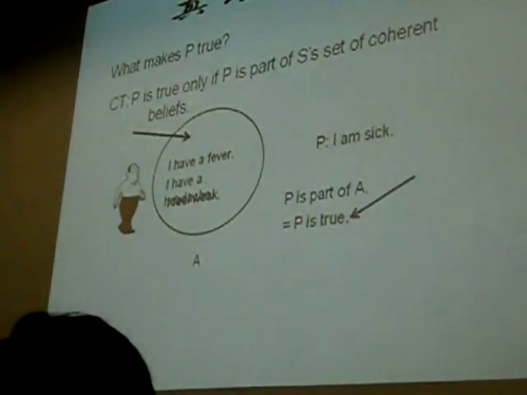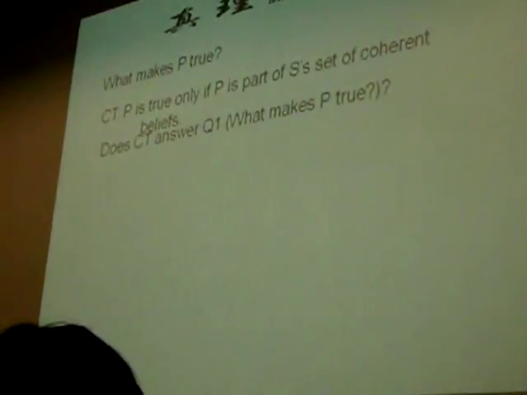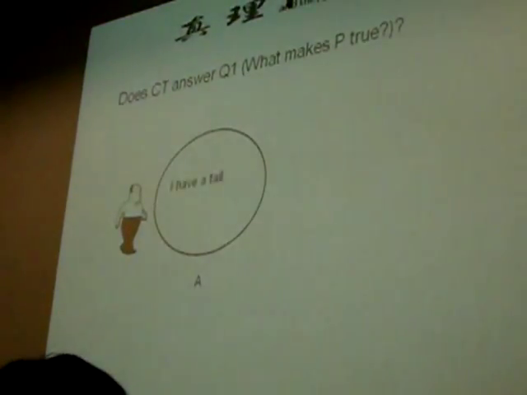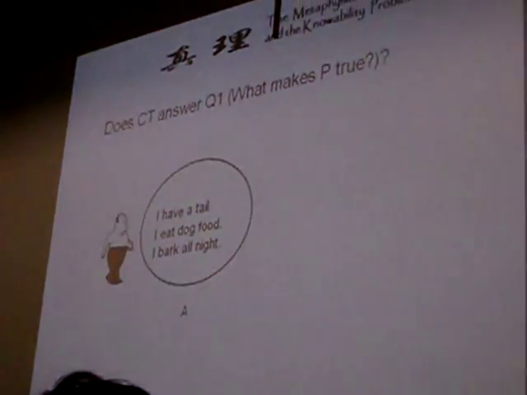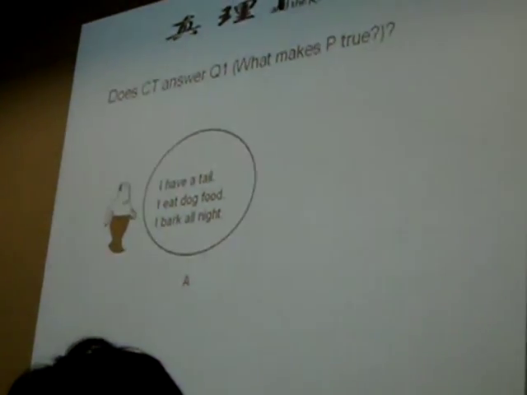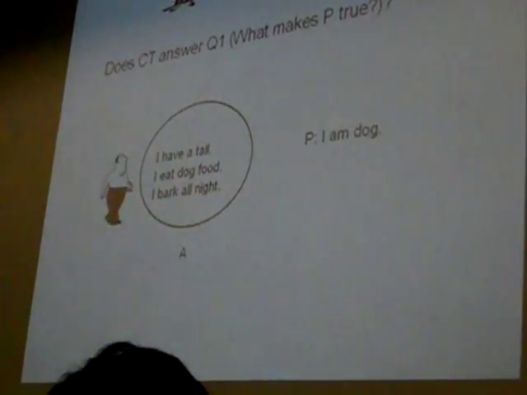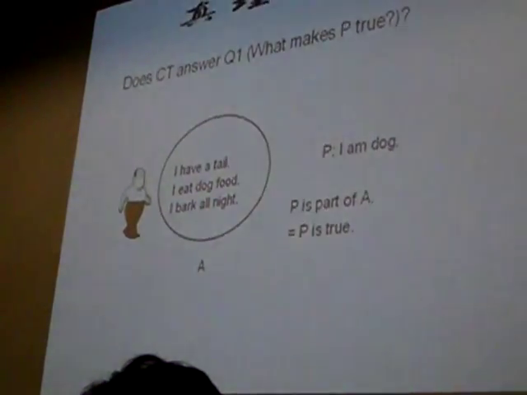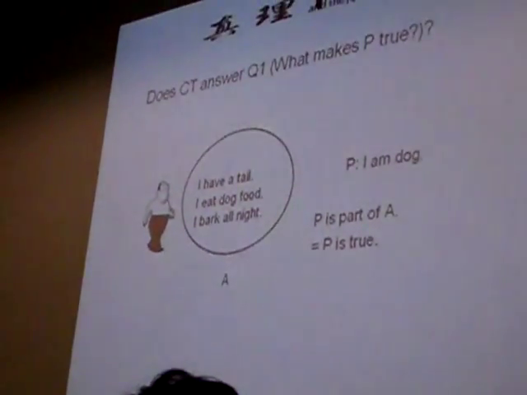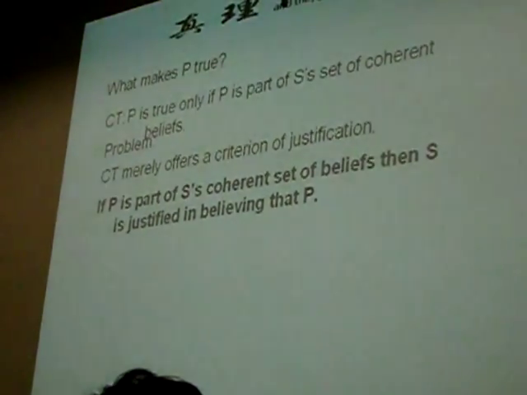However, the big question is, does it answer Q1? Does it answer the first question, which is what makes P true? It seems that it doesn't. Because consider the following propositions. I have a tail, I eat dog food, and I bark all night. Let's suppose that this guy is deluded. He thinks that he is a dog. Now consider the proposition, I am a dog. Using the same criterion, P is part of A, therefore P is true. So yes, C offers an answer for Q2, but it does not really answer Q1.